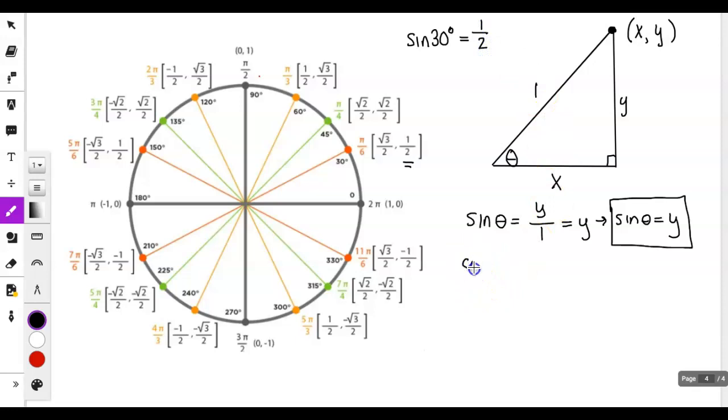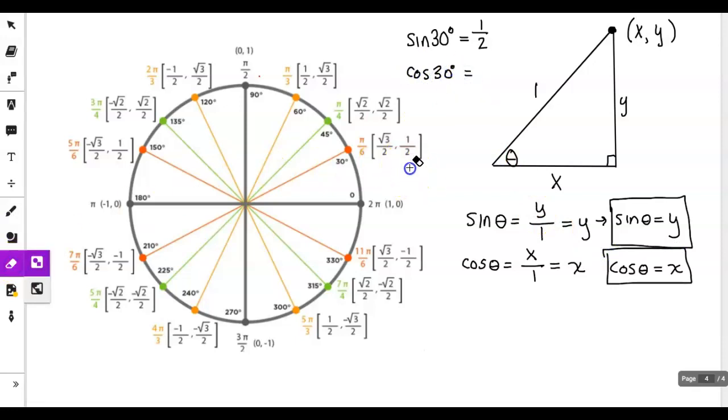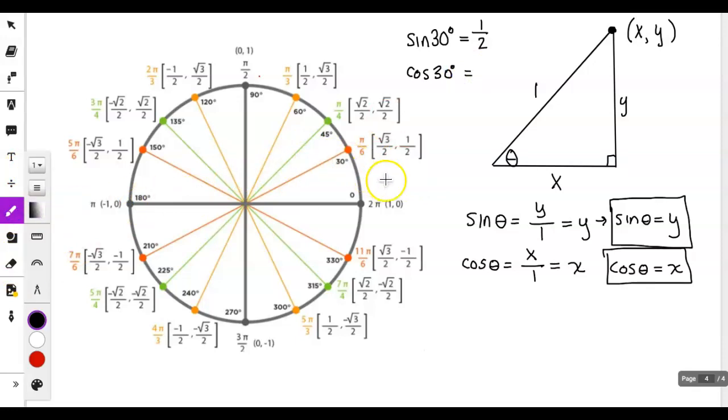If you want the cosine of an angle on a unit circle, that's the adjacent side over the hypotenuse, so that's just x. So the cosine of an angle is equal to its x coordinate. For example, if I want the cosine of 30 degrees, I just go to the unit circle, find 30 degrees, and look at its x coordinate. Its x coordinate would be √3/2.